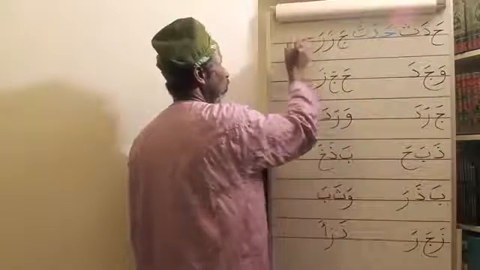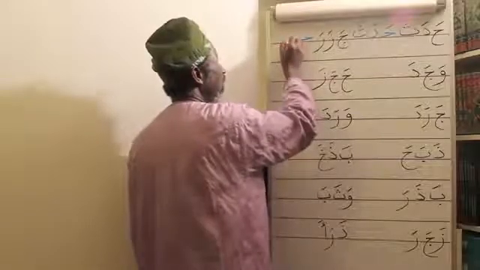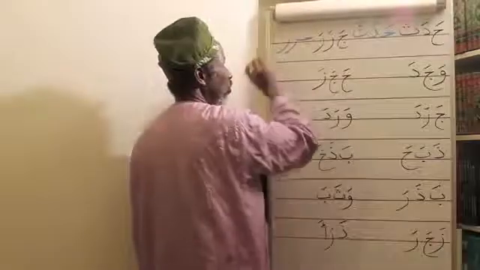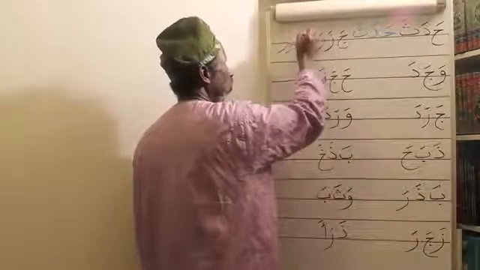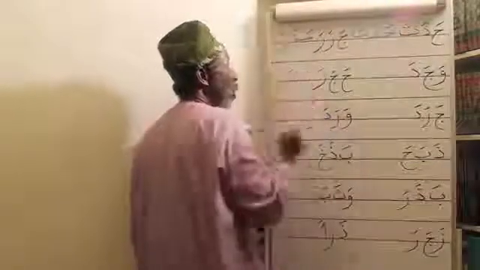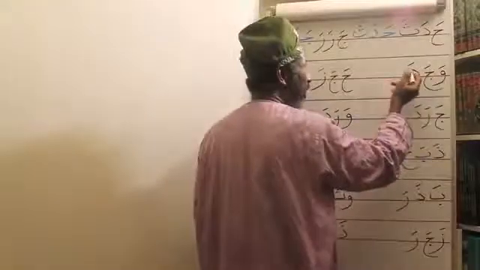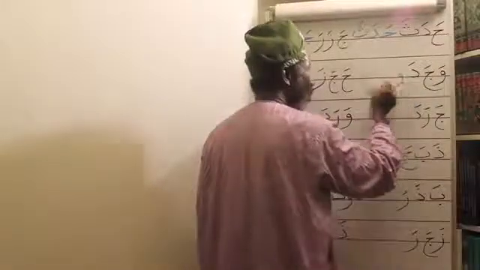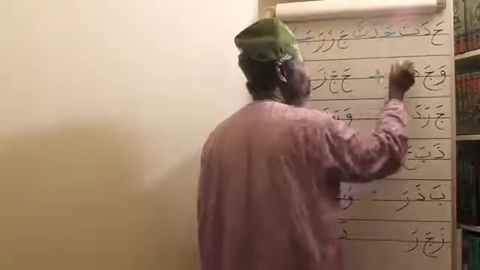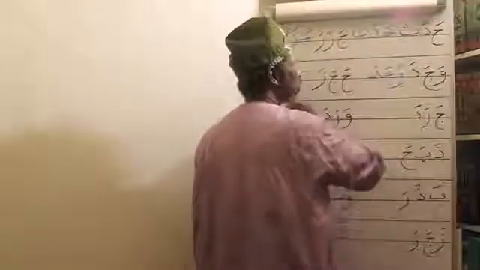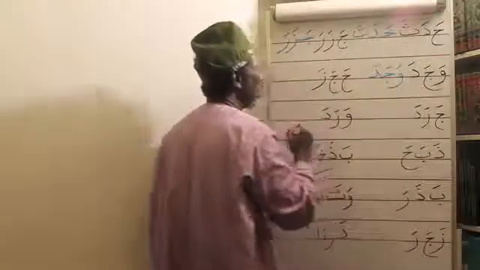Ha, da, tha. Ja, za, ra. Jim, za, zain, and ra. Dots. Ja, za, ra. Wa, ja, da. Wajada. Waw is an OT letter.